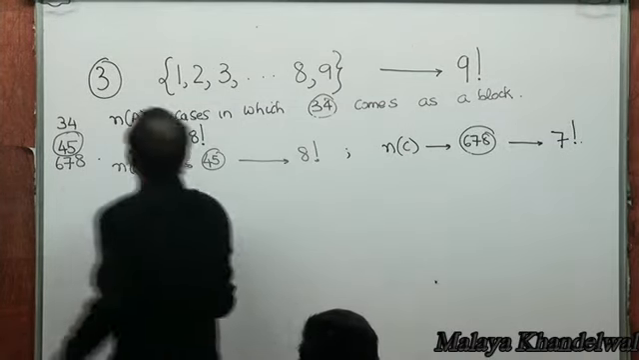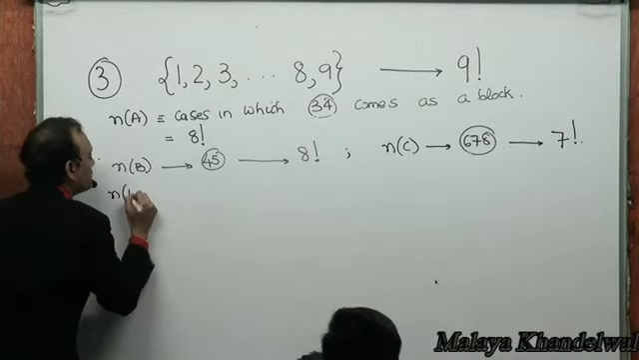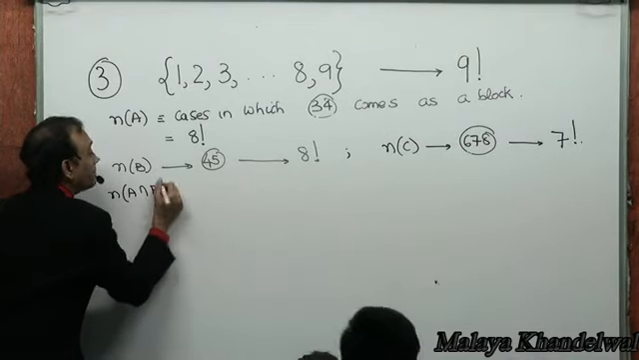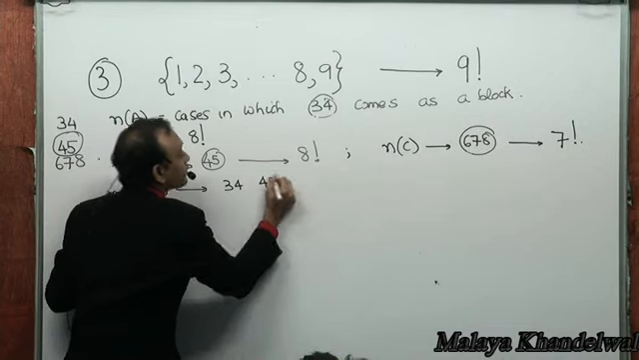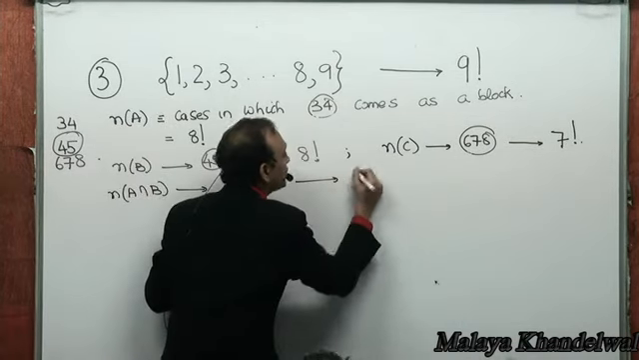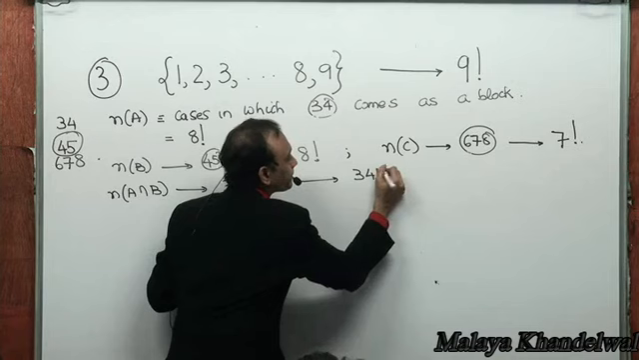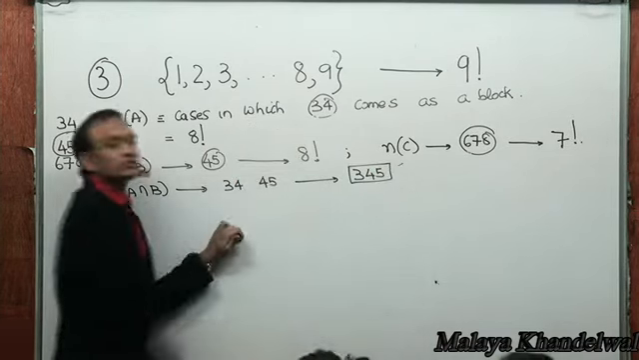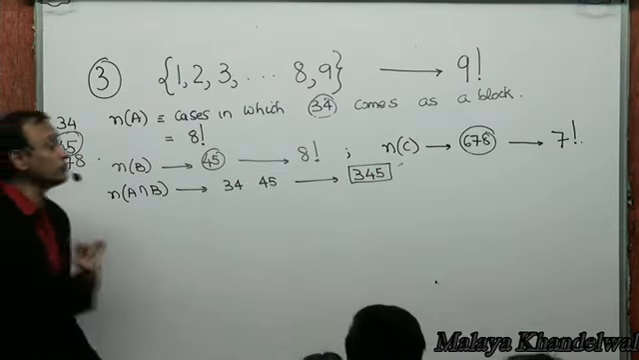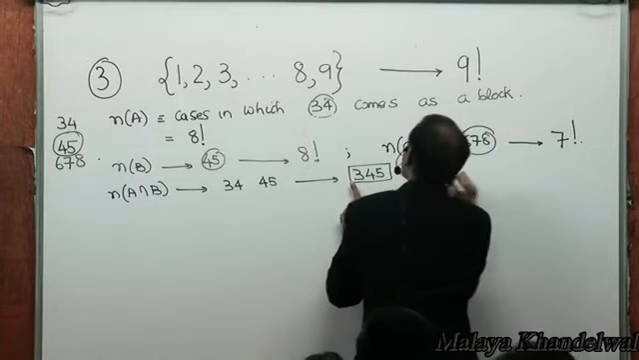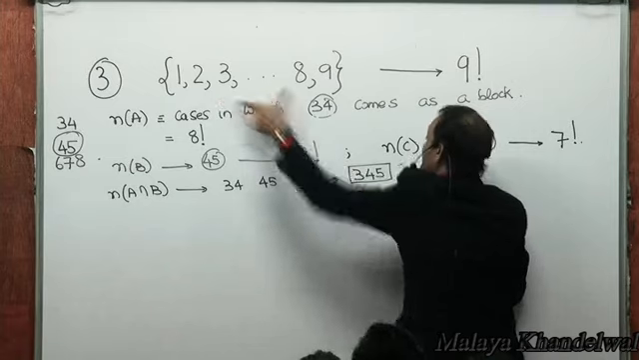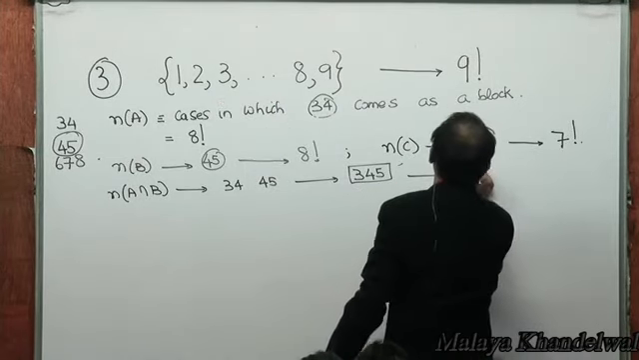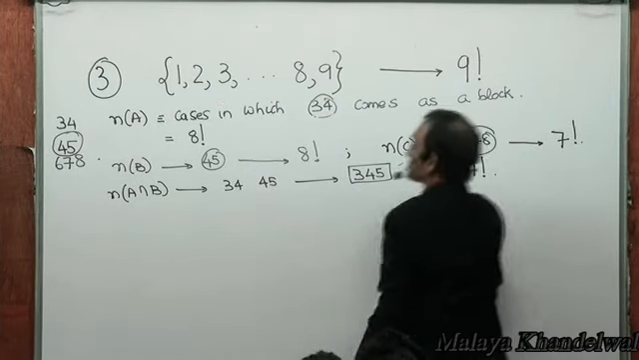Yes or no? Number of ways in which A and B come together. A and B coming together means 3, 4 and 4, 5 coming as a block. That means essentially 3, 4, 5 appearing as a single unit. So then how many cases? 7, because 6 from there, and 3, 4, 5 as one. So 6 and 1, 7 entities to be permuted in 7 factorial ways.